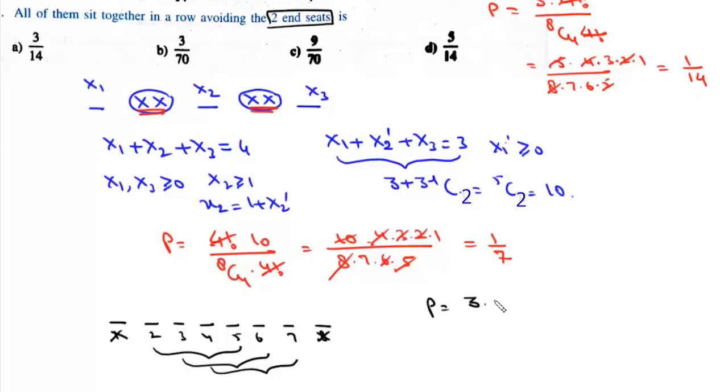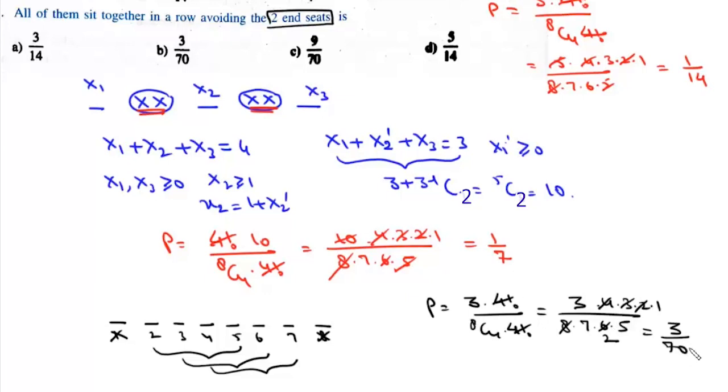And then in the 4 consecutive seats, we can arrange them in factorial 4 ways. Divide by 8C4 into factorial 4. Now this factorial 4 will cancel. Now this is 3. Now this is 8, 7, 6, 5, 4, 3, 2, 1. Now this is 8. Now this is 2. So it will be 3 by 70, and that's your option B.